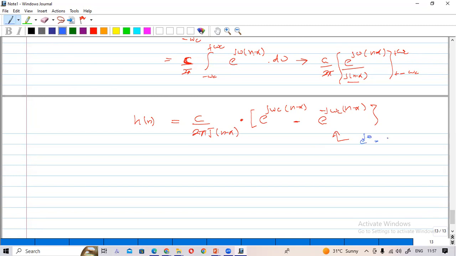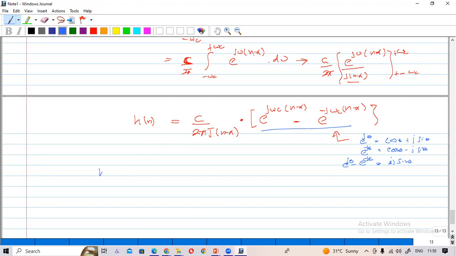e^{jθ} is equal to cos θ plus j sin θ. e^{-jθ} is equal to cos θ minus j sin θ. So if you subtract the second from the first, e^{jθ} minus e^{-jθ}, the cos θ cancels out, and j sin θ minus (minus j sin θ) gives you 2j sin θ. So e^{jθ} minus e^{-jθ} is equal to 2j sin θ.